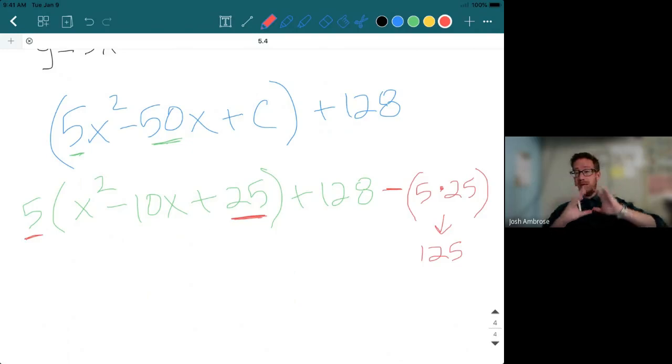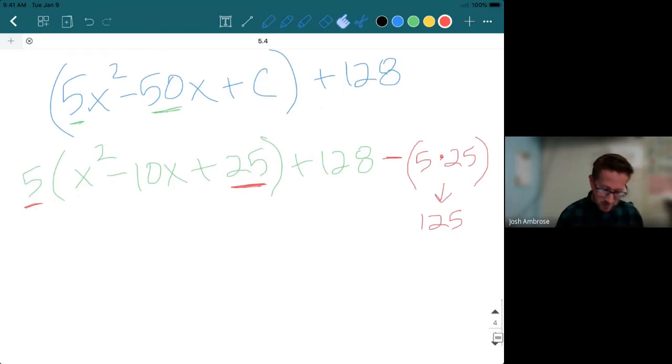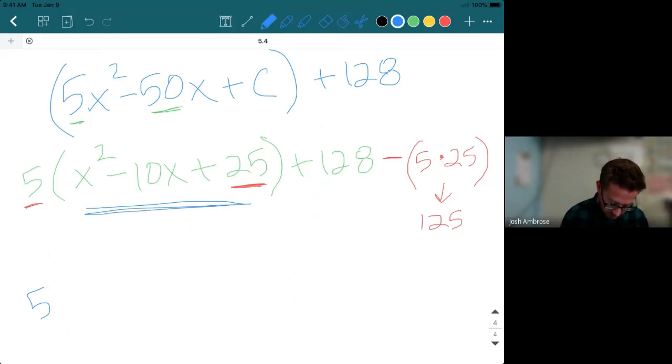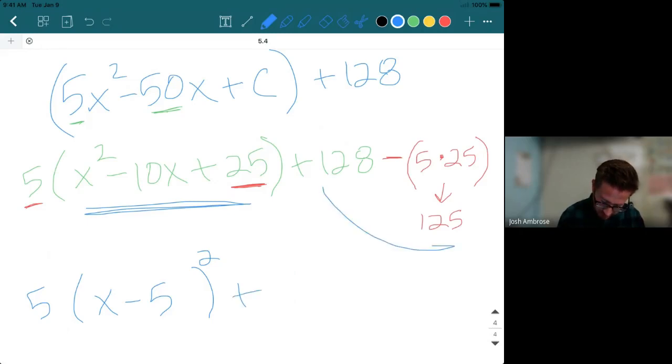So that 128, it may have been the biggest number, kind of stands out like a sore thumb. But if you take 125 away from it, it's going to work out nicely. Drop it down to a 3. So let's simplify everything that we're looking at here. Okay. Here's what we have. We still have that 5 on the outside. This is now a perfect square trinomial that is going to factor down to x minus 5, that quantity squared, plus all of this over here is going to create just 3.